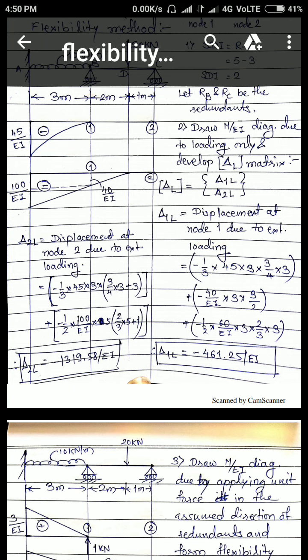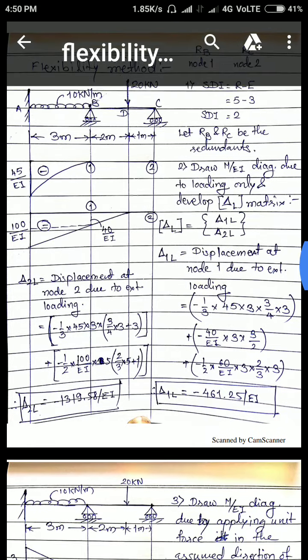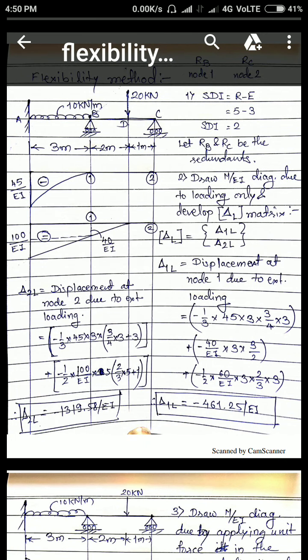So how to find it out? Let us divide this particular trapezoidal area into two parts. First one is a rectangle, next one is a triangle. So the first part is the rectangle. How to find the moment of this rectangle area? It is nothing but length into breadth, that is 40 by EI into 3, into half of your distance from node 1, that is half of 3. So here we have written 40 by EI into 3 into 3 by 2. Once again it is a minus because this particular moment will be a hogging bending moment.